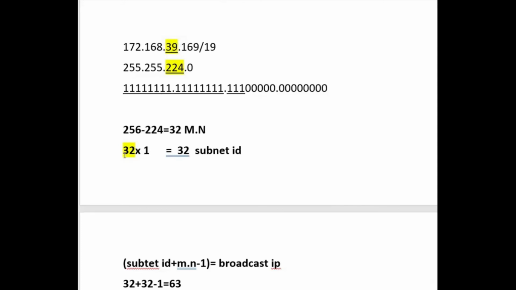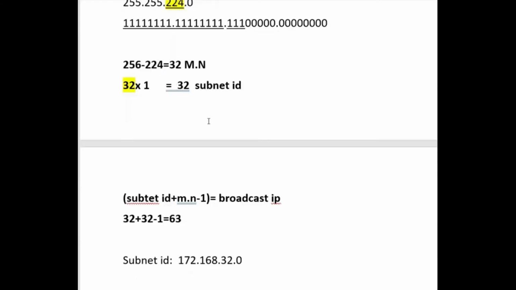Okay? So 32, if we multiply 1, we get 32, which is less than 39. So this is perfect. But if you multiply 2, then what will happen? It will be 64, which is more than 39, which we don't want. So that's why we multiply only 1 and we get the number 32. This is our subnet ID.